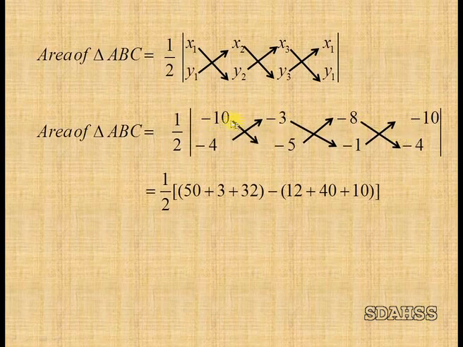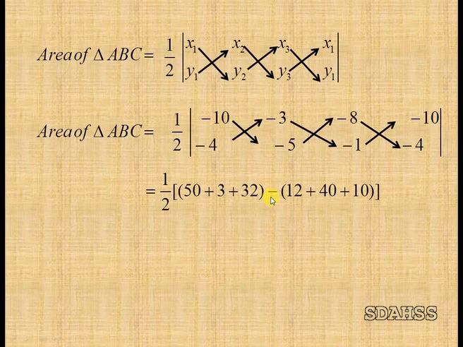First multiply this order, up to down. Minus into minus, plus 10 into 5, 50. Again minus into minus, plus 3 into 1, 3. Minus into minus, plus 8 4s are 32.